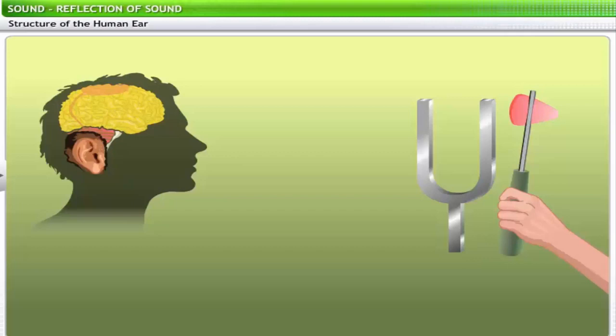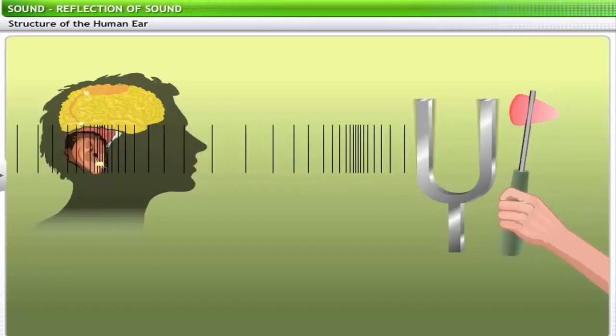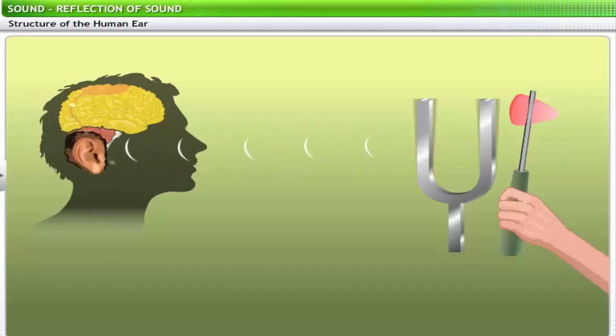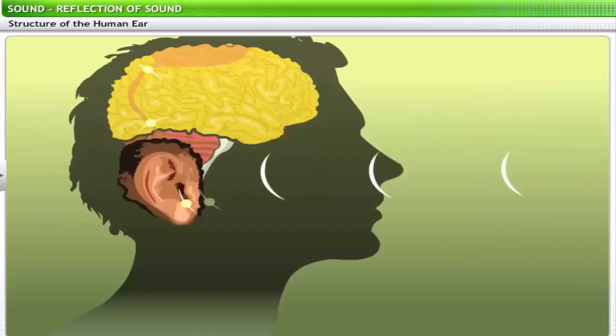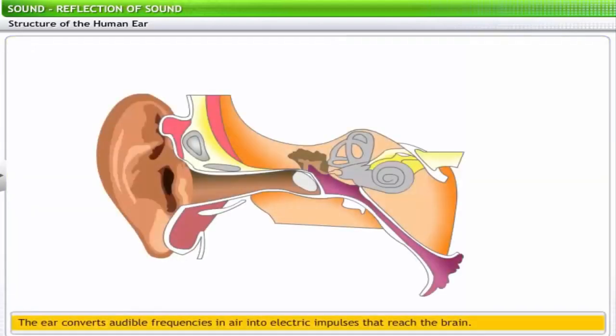Sound as a concept would not exist for us if we could not hear it, right? Therefore, an explanation of the reflection of sound is incomplete without a look at the mechanism that enables us to hear, the human ear. The ear converts audible sound waves in air into electric impulses that reach the brain, enabling us to hear. Here, you can see the structure of the human ear.